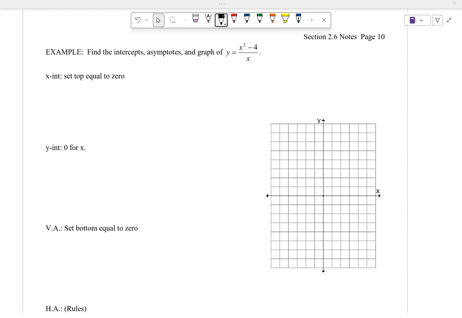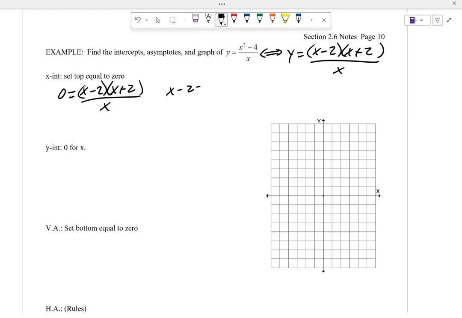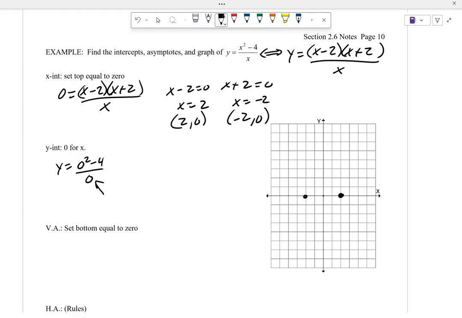Notice this next one here, also not in factor form. We'll go ahead and factor it. Difference of squares in our numerator here. So what's our x-intercept? If I let y be 0, I got 2 and -2. If I let x be 0, I can't divide by 0, right? So that's a no-go because we have a vertical asymptote there, right?